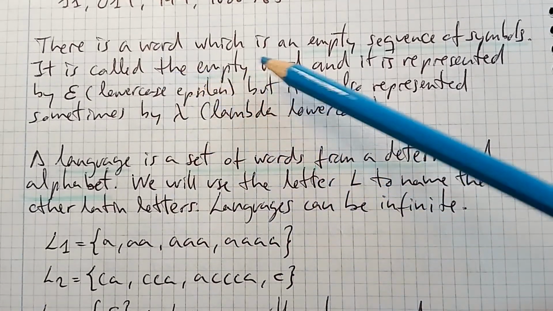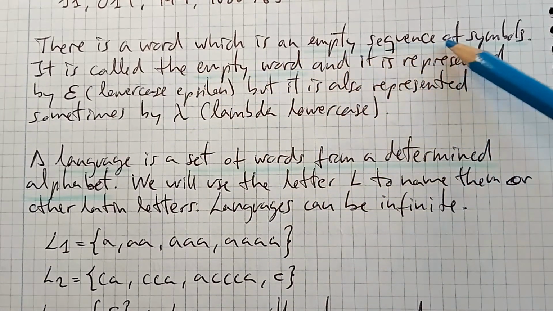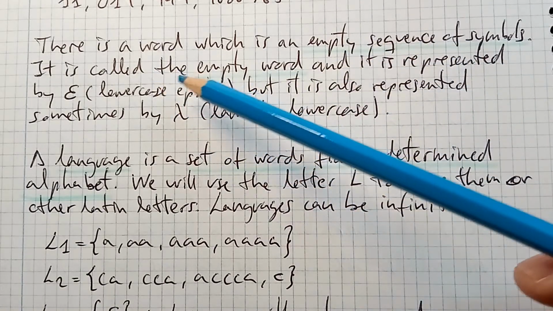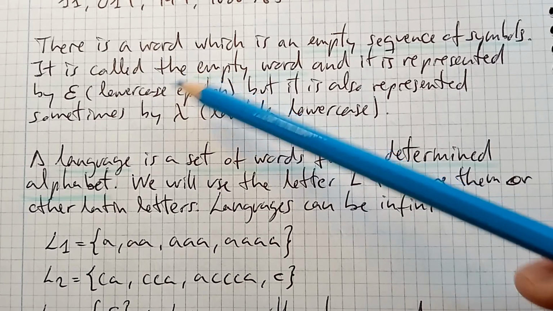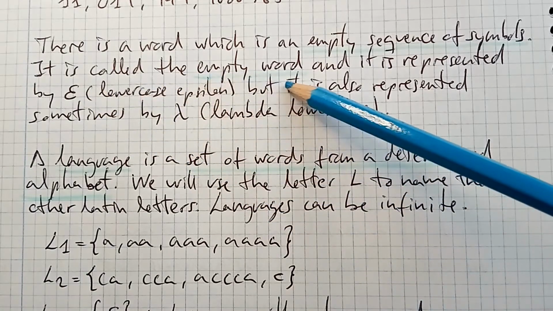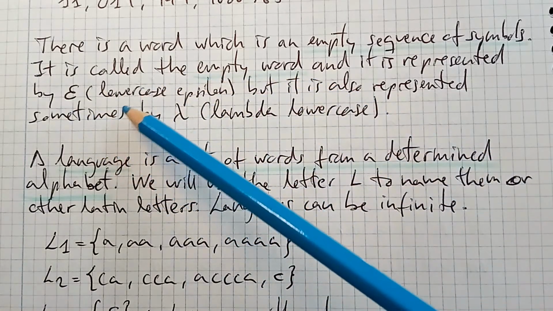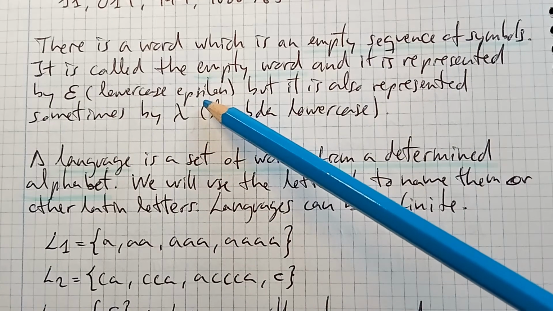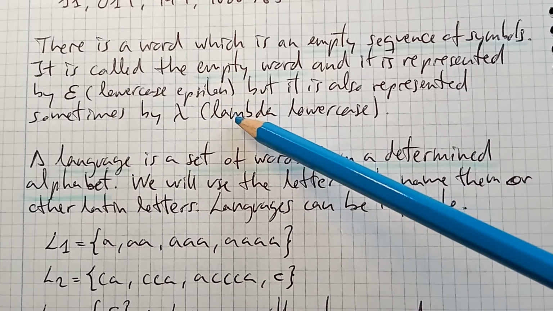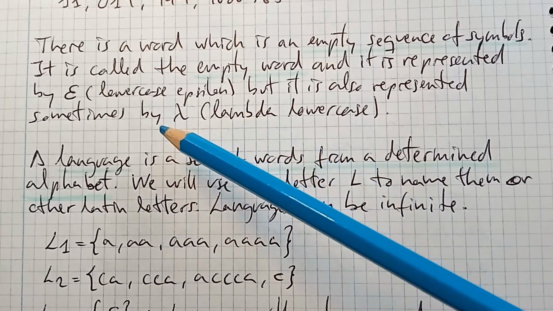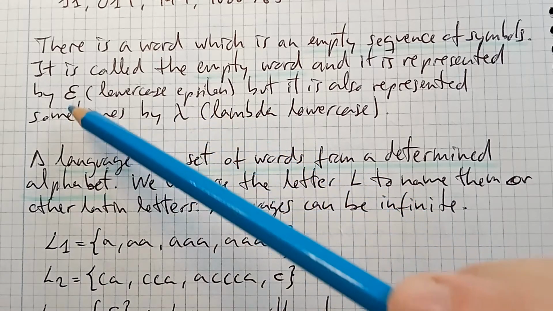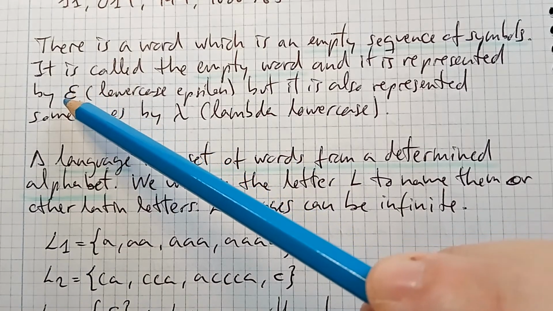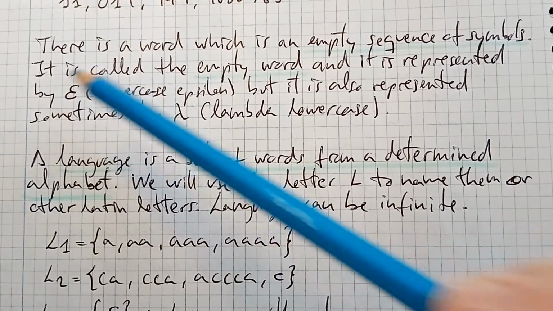This is a special word which is an empty sequence of symbols. It might sound useless, but it's not. It's called the empty word and it's represented by lowercase epsilon, but I have seen in some papers lowercase lambda, but it's mainly used with epsilon.